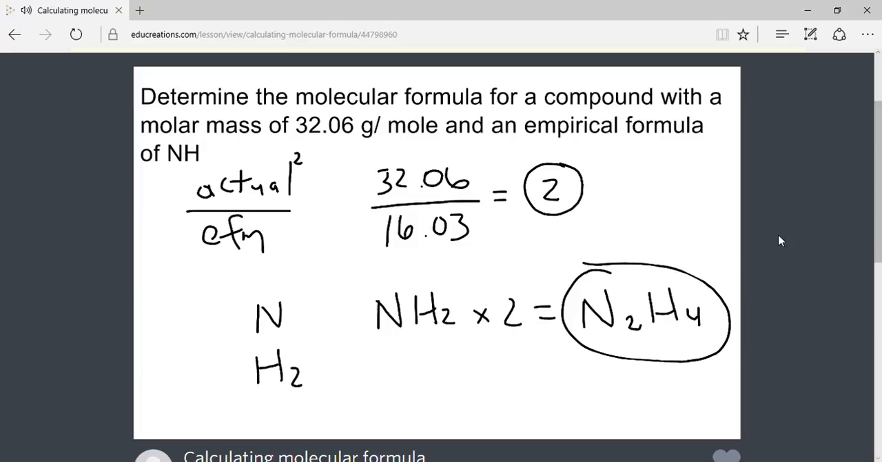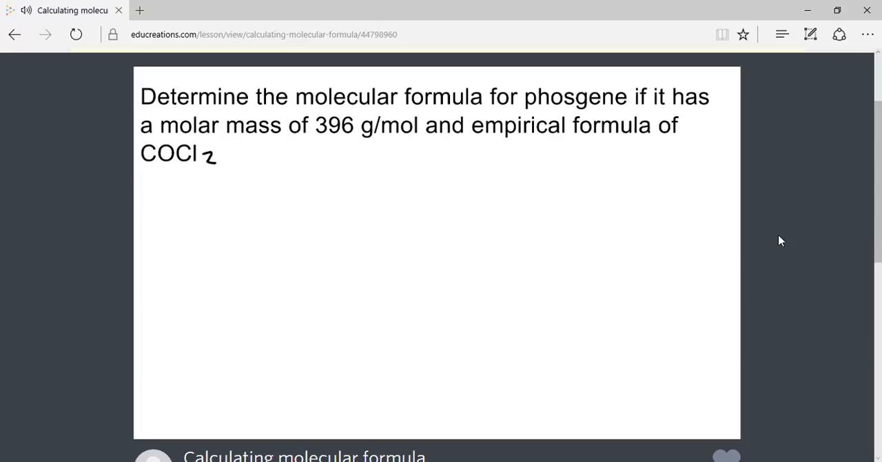Let's take a look at one more example. Reading the problem, it says the molecular formula is what we desired for the chemical known as phosgene. It lists the molar mass, or the actual mass, as 396. Therefore, we make a ratio of the actual mass, or molar mass, to the empirical formula mass, accounting for 1 carbon, 1 oxygen, and 2 chlorine. This reveals an empirical formula mass of 98.91.